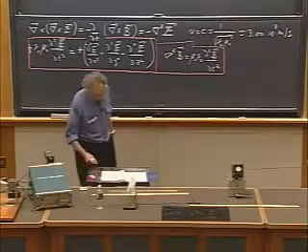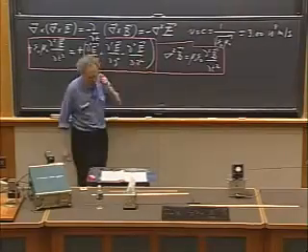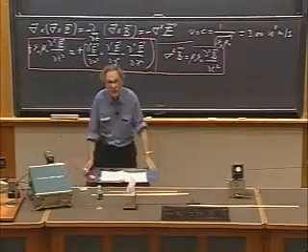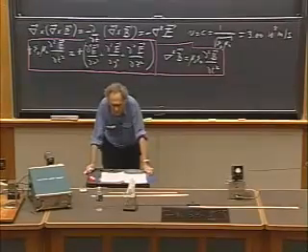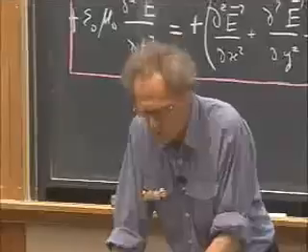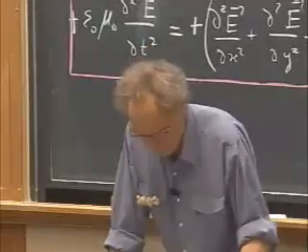Mu 0 is called the permeability of free space. You can look up what it is. It's 4 pi times 10 to the minus 7. And epsilon 0 is called the permittivity of free space, 8.8 times 10 to the minus 12.